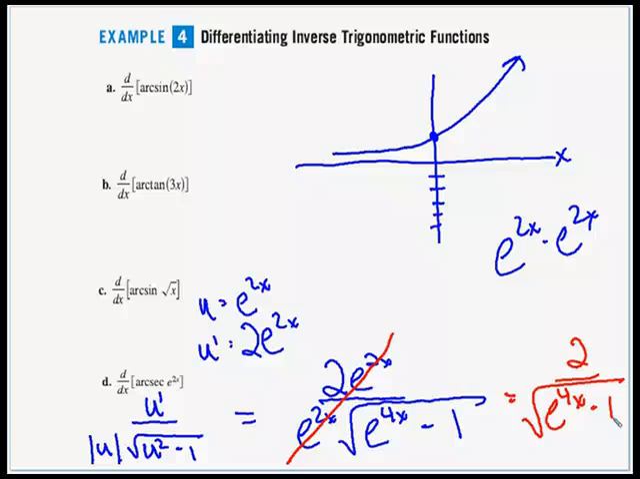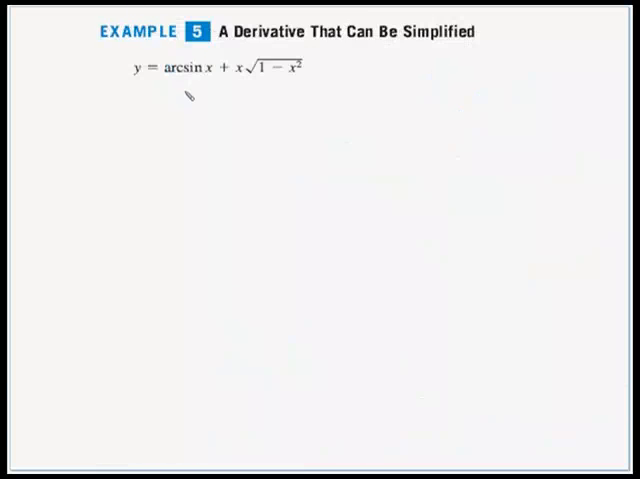Okay, I think there is one more example in this section. A derivative that can be simplified. Ooh. If it can be simplified, that means it's going to get a little complicated to begin with. So let's see what we have here. Our function is the arc sine of x. We can take that derivative, no problem. And then here we have one function x times this function, the square root of 1 minus x squared. So this is going to be a product rule that we're going to have going on here. That looks like it's going to be the sticky part of this problem. So let's see here.